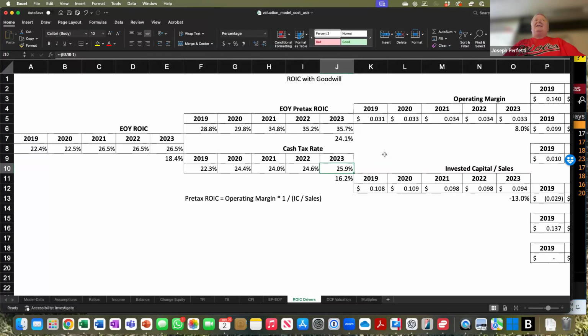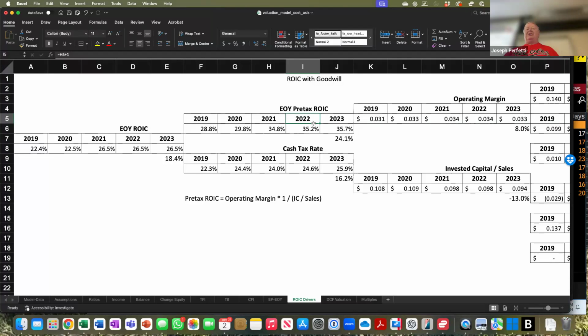Now, if we take out the impact of taxes, we have the pre-tax ROIC, the actual underlying business, selling stuff out of their warehouses, right? In 2019, Costco's pre-tax ROIC was 28.8%. In 2023, it improved to 35.7%. That's a 24% increase. Their pre-tax ROIC got better. Why? Drivers 2 and 3.